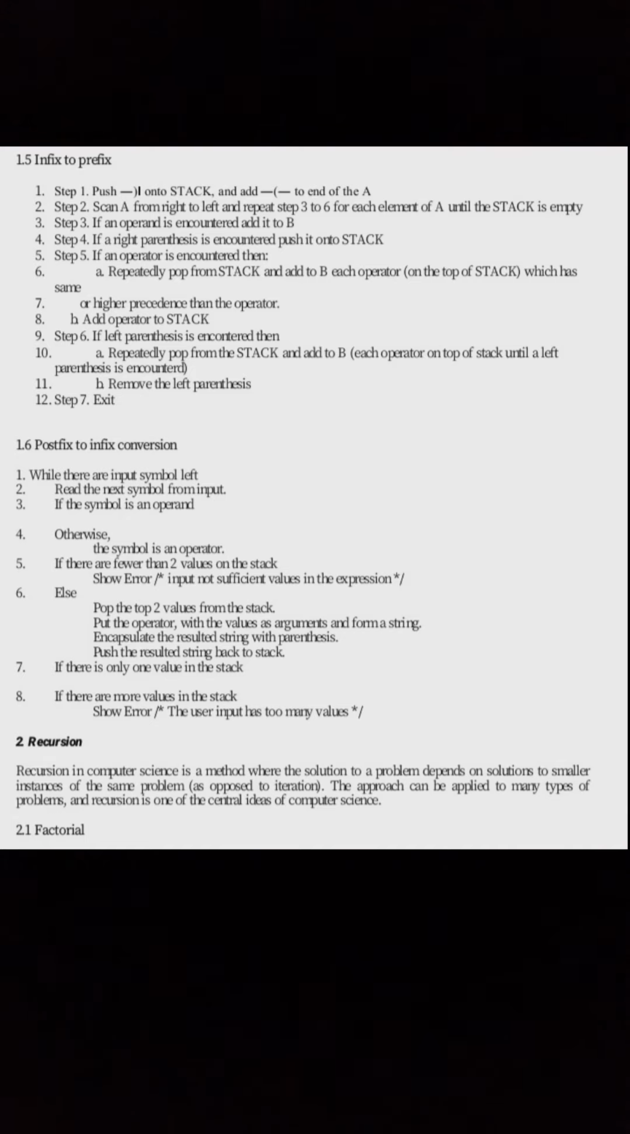Now let us see recursion. Recursion in computer science is a method where the solution to the problem depends on solutions to smaller instances of the same problem, as opposed to iteration. The approach can be applied to many types of problems, and recursion is one of the central ideas of computer science.